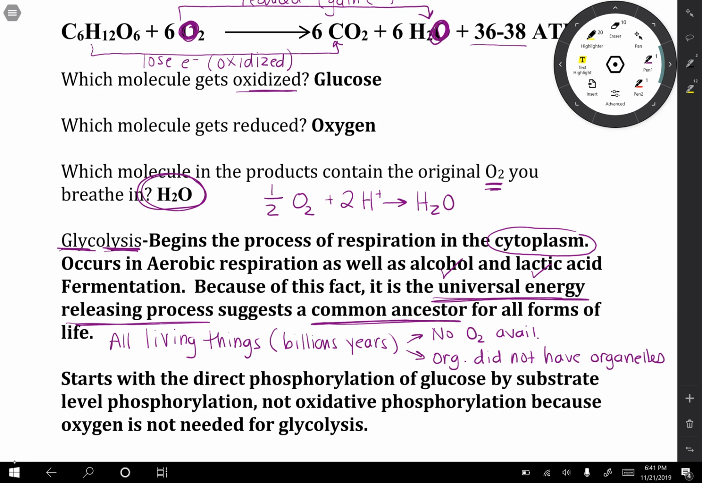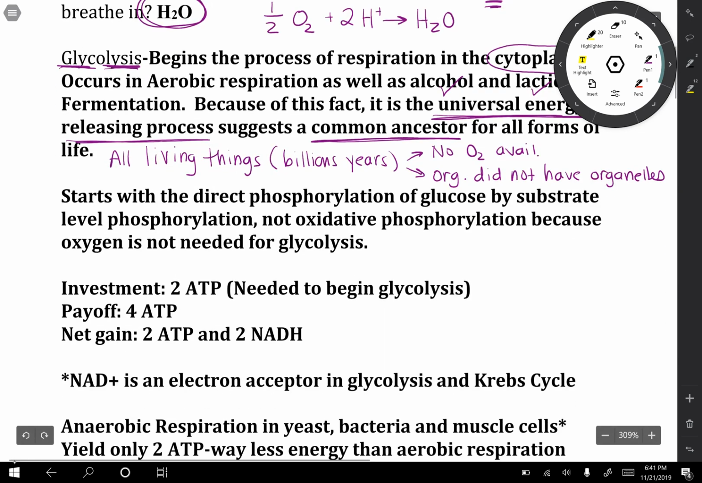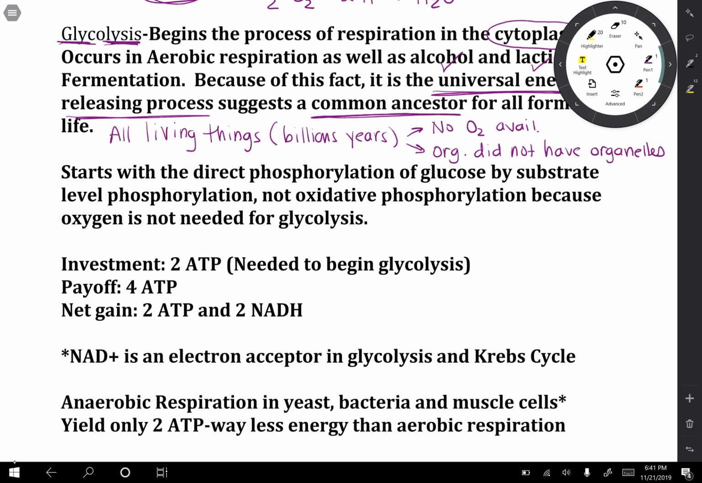Glycolysis is going to begin with what is known as the direct phosphorylation of glucose by substrate level phosphorylation. That is key. That means with the help of enzymes, you will be able to directly phosphorylate the ADP into ATP. Well, this is not going to happen unless you have kind of like a kickstart.